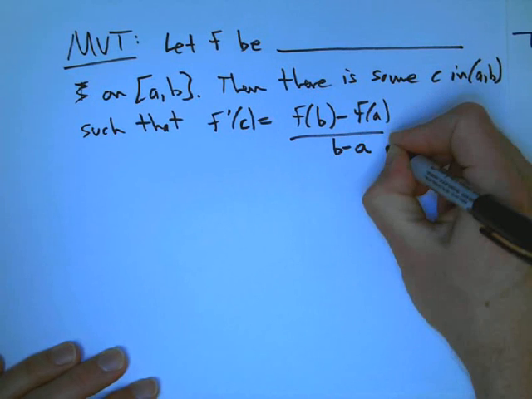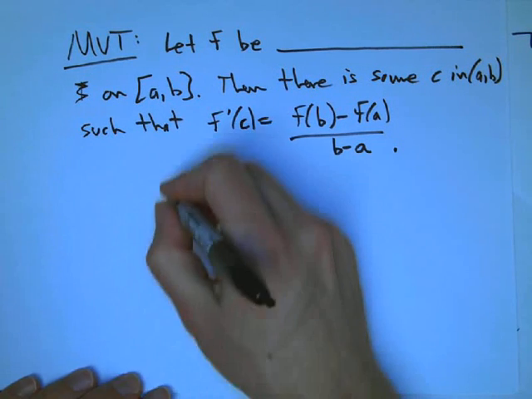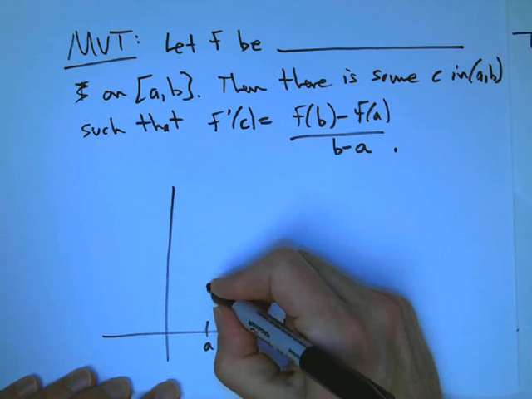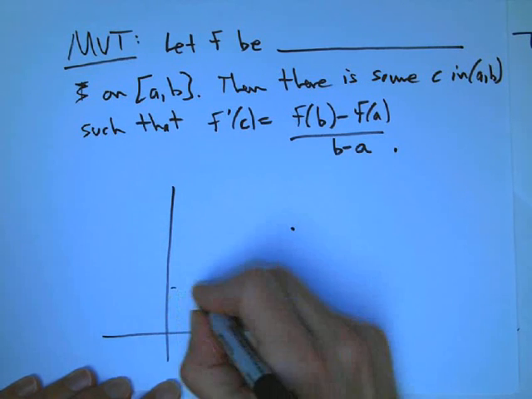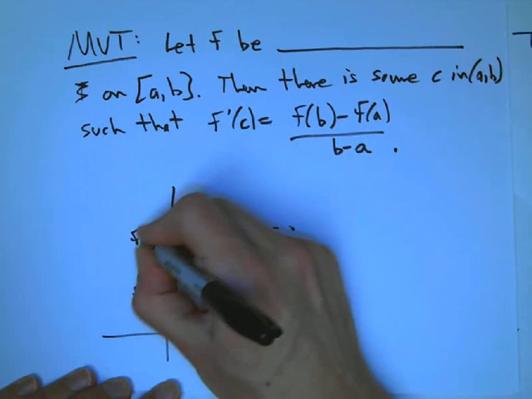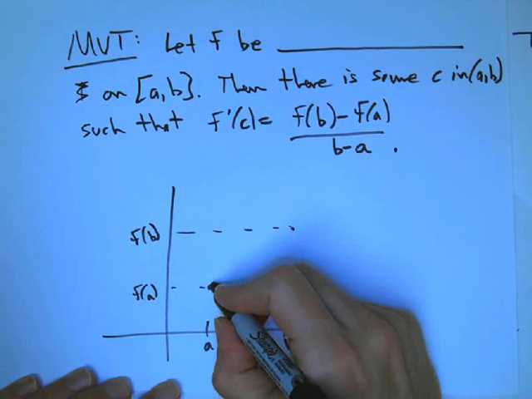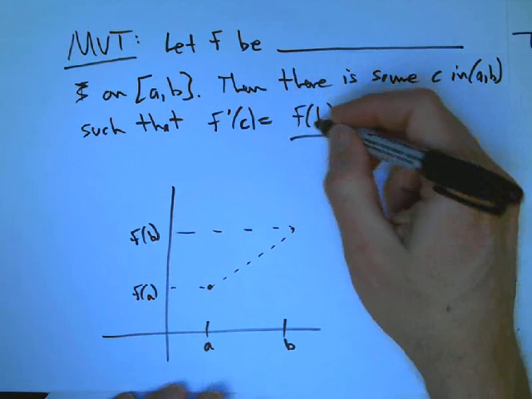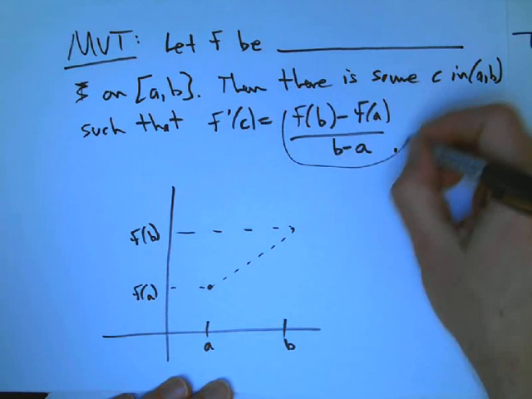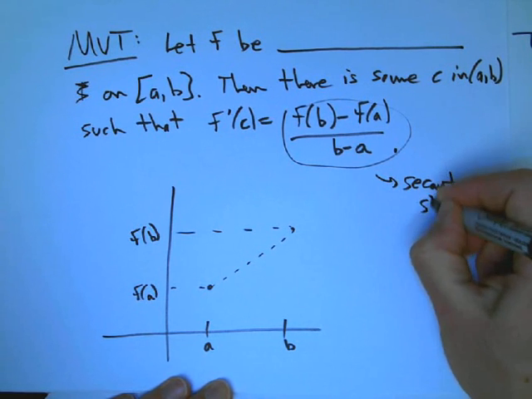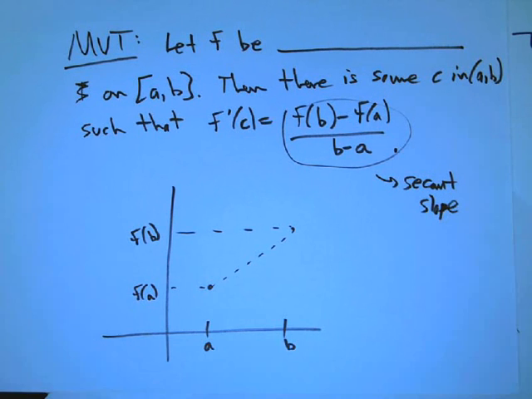That's the secant slope. So it says take some interval, look at f of a and f of b, calculate the secant slope, then there must be, so that's this guy, just calculate that number. That's easy. You just do that right off the bat for most mean value theorem problems.